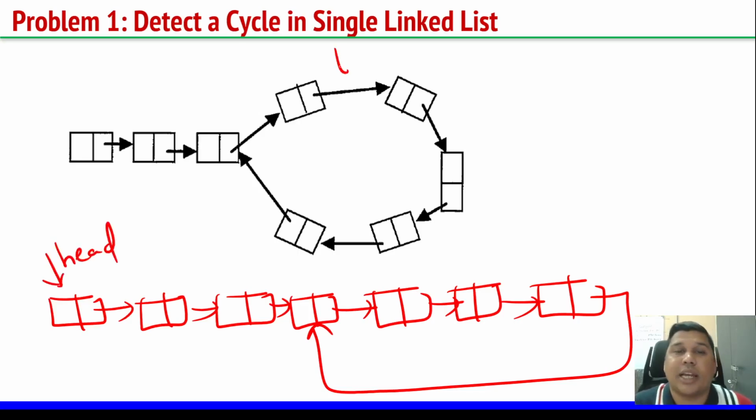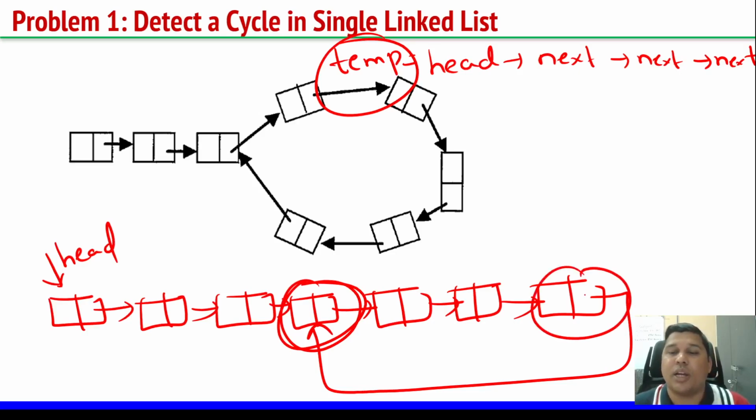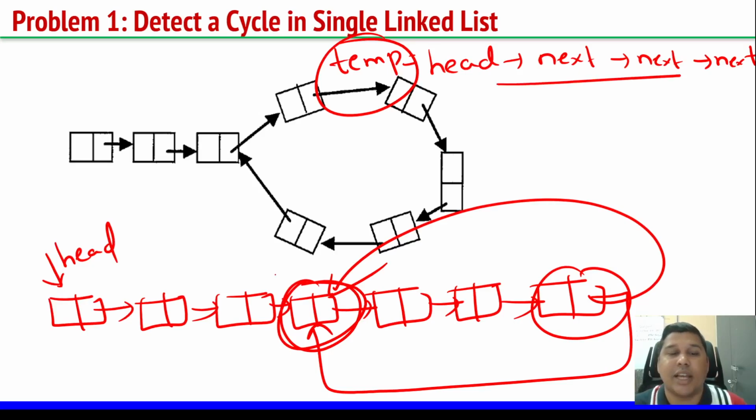You can create temp equal to the node's address you want, that is head's next, its next and its next. So temp will point to this location. When you insert the last node, you point its next to the temp. That way a cycle is created. Now to detect, you have to write code. You have to traverse the list and find out whether there is a cycle or not.